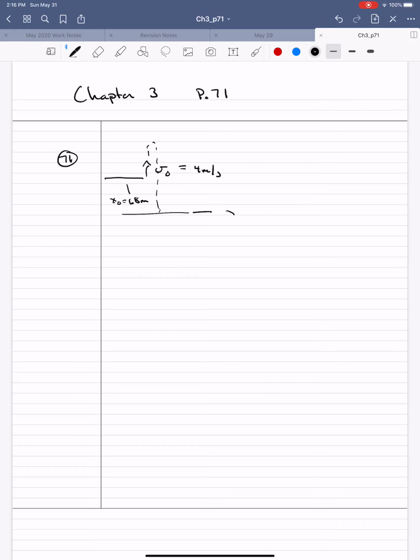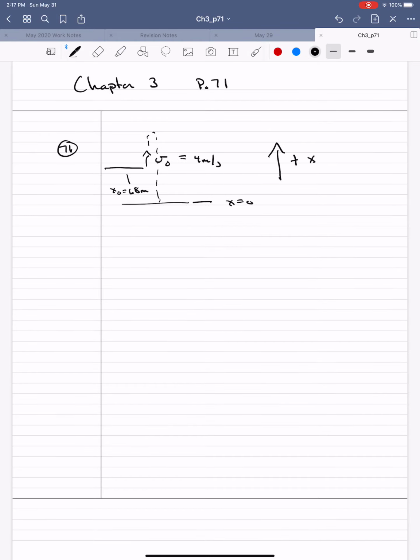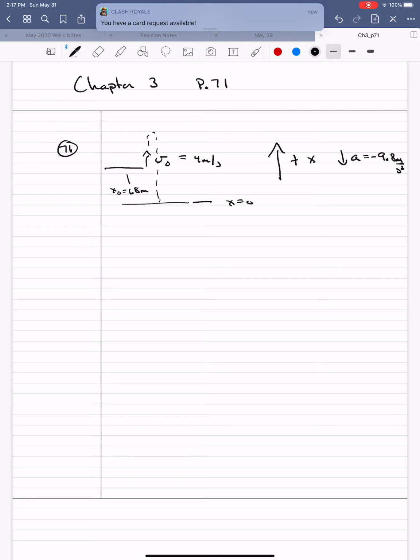So we're going to say this is, say, the x0 level. We're going to call up the positive x direction if we're going to work in these coordinates. And we'll say that down is the acceleration, so the acceleration will be minus 9.8 meters per second squared. And we have a number of questions that we want to answer. So the first one is, how high is she before she comes down?